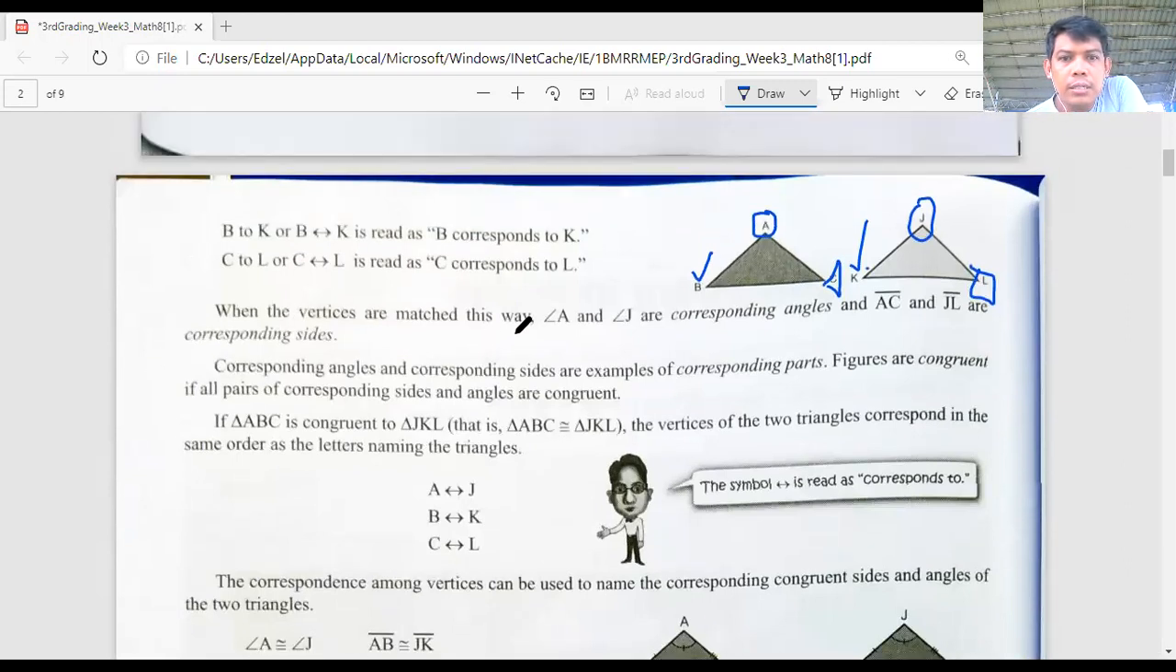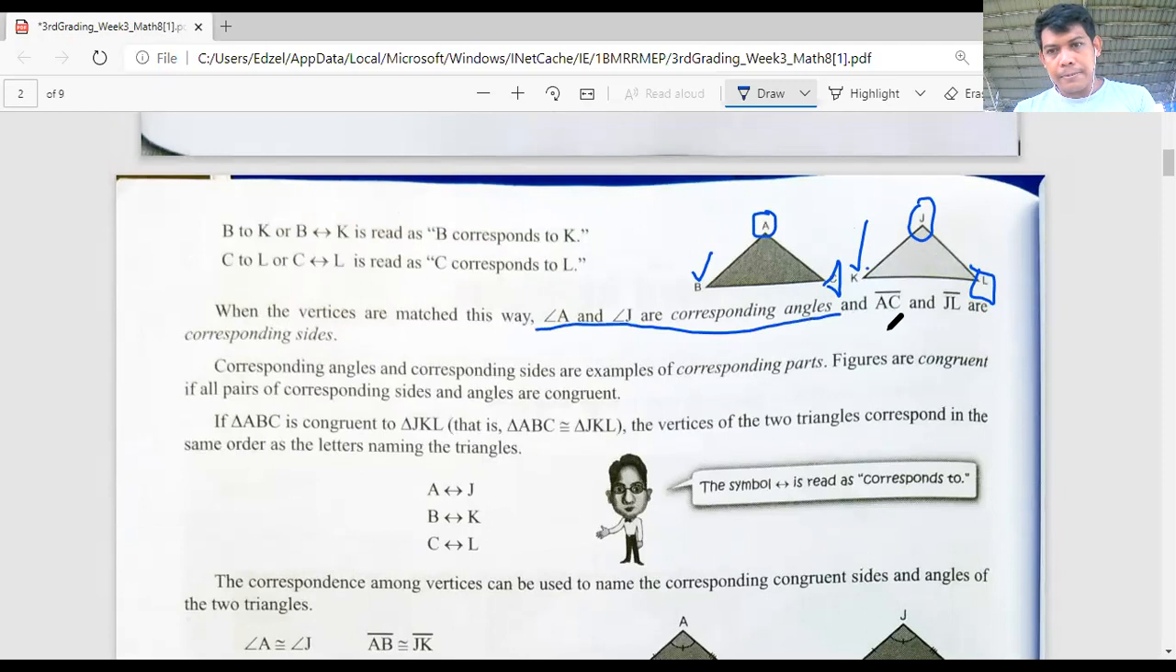When the vertices match this way, if kaning vertices nagmatch, we're talking about corresponding. So therefore, angle A and angle J are corresponding angles. Angle B and angle K are also corresponding angles. Then angle C and angle L are corresponding angles also. And that's for the angles.